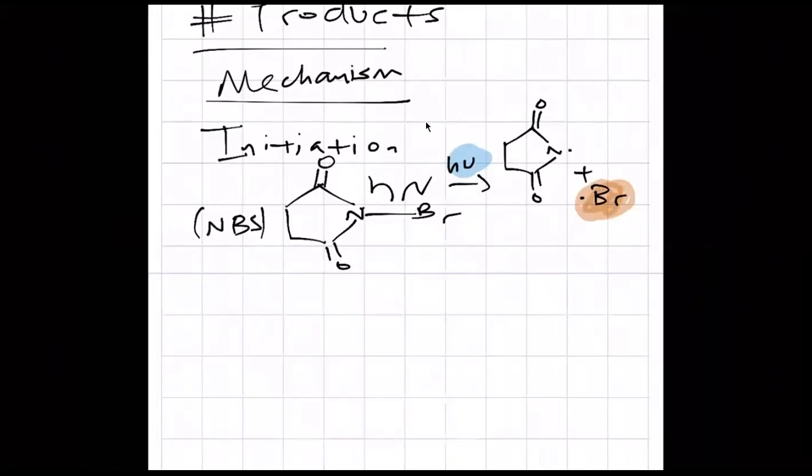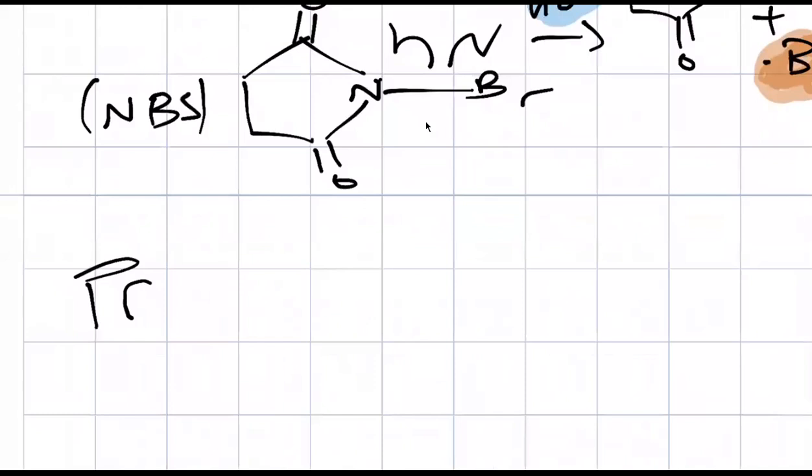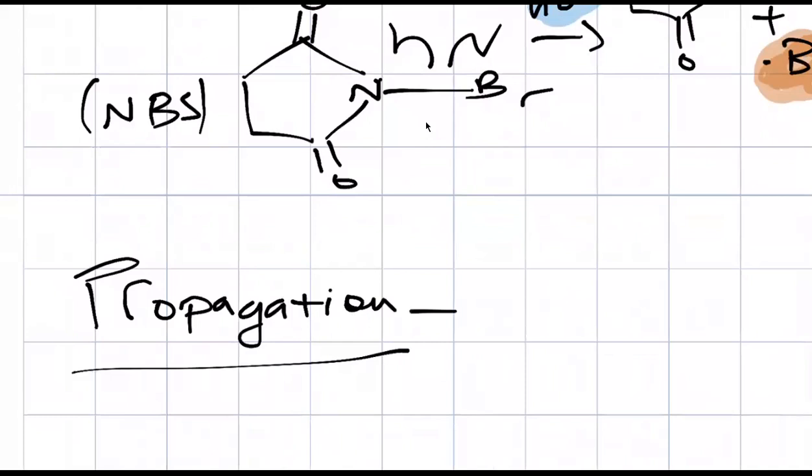So that is going to go into the propagation step and do what? Anybody? Something with the hydrogens, right? Something with the alpha hydrogen? Yes, the hydrogens that are adjacent to the double bond, the allylic hydrogens in this case.